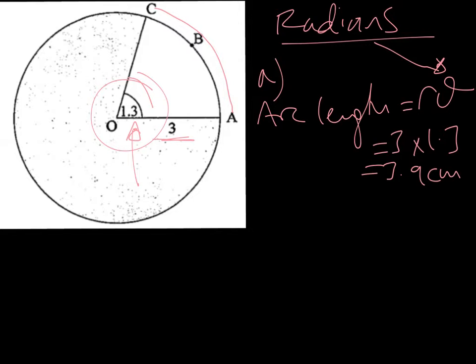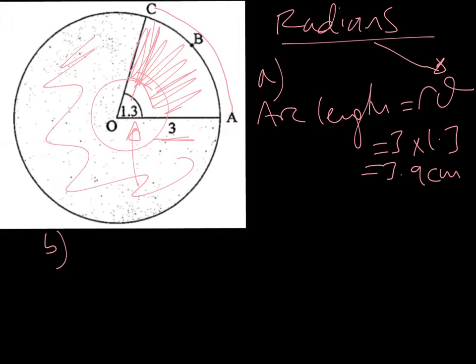For part B, we are asked to find the area of the shaded region, which is this area here. There's broadly two ways you can do this. The way I'm going to do it here is to calculate the area of this sector here, and then subtract that from the area of the complete circle.